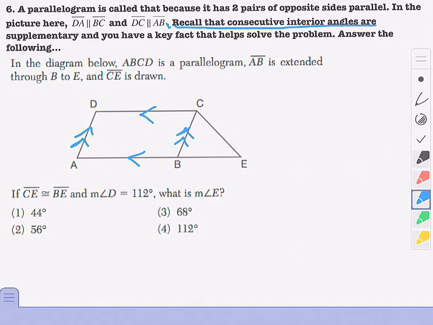for you. So give this one a try, putting all the information into the picture. We also know that CE is congruent to BE. So it looks like that triangle right there is an isosceles triangle, and that's going to help us find some more of these angles out.